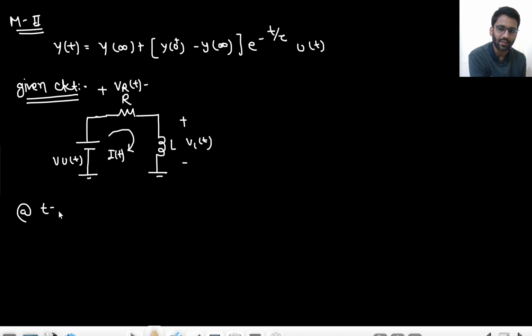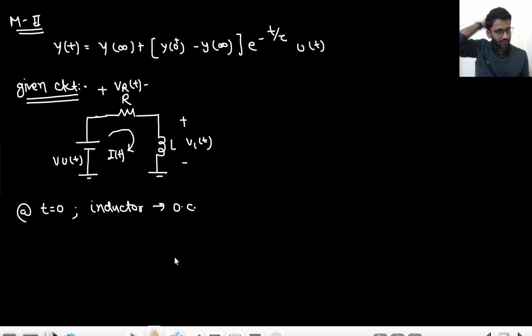At t equals to 0, what is happening? Tell me. At t equals to 0, what will happen to inductor? That will be open circuited. Capacitor is shorted, inductor will be open circuited. So at t equals to 0, inductor will be open circuited. So what will happen? This will be the circuit.